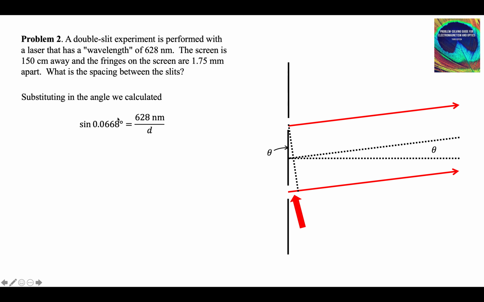There's the angle. We substitute that in. We get d in nanometers. That's 0.538 millimeters, about half a millimeter. Let's call it 0.54 millimeters. That's the answer to problem 2.